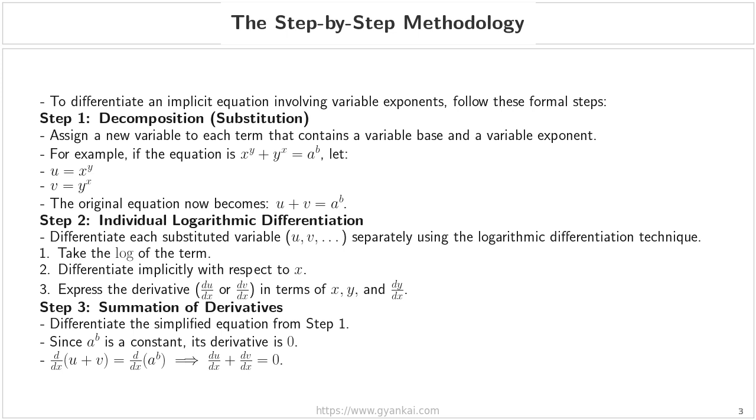We now go back to our simplified equation from the first step and differentiate the entire equation with respect to x. It is important to remember that since a to the power of b consists of constants, its derivative is simply 0.